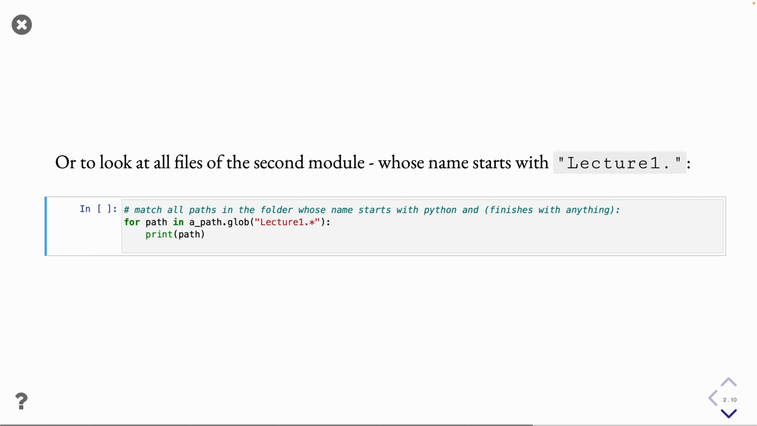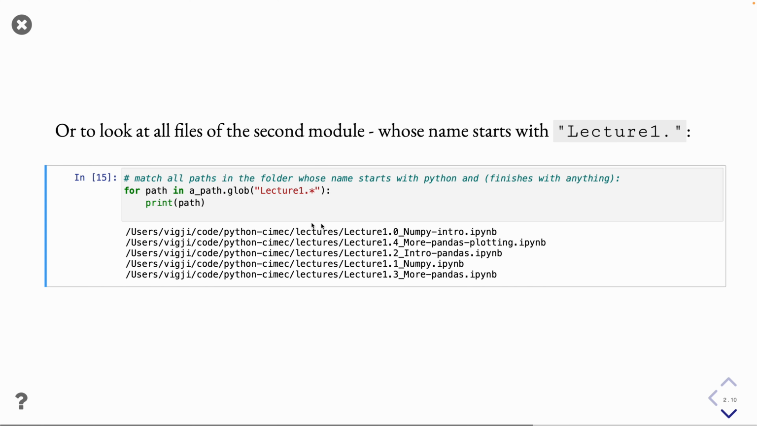The converse, if we want to look for something that starts in some way, we just have to put the asterisk after. So lecture1.asterisk means get me anything that starts with exactly this and finishes with anything. And this gets me anything that starts with lecture1. What if I put the asterisk in the middle? If I put the asterisk in the middle, anyone has any guess?